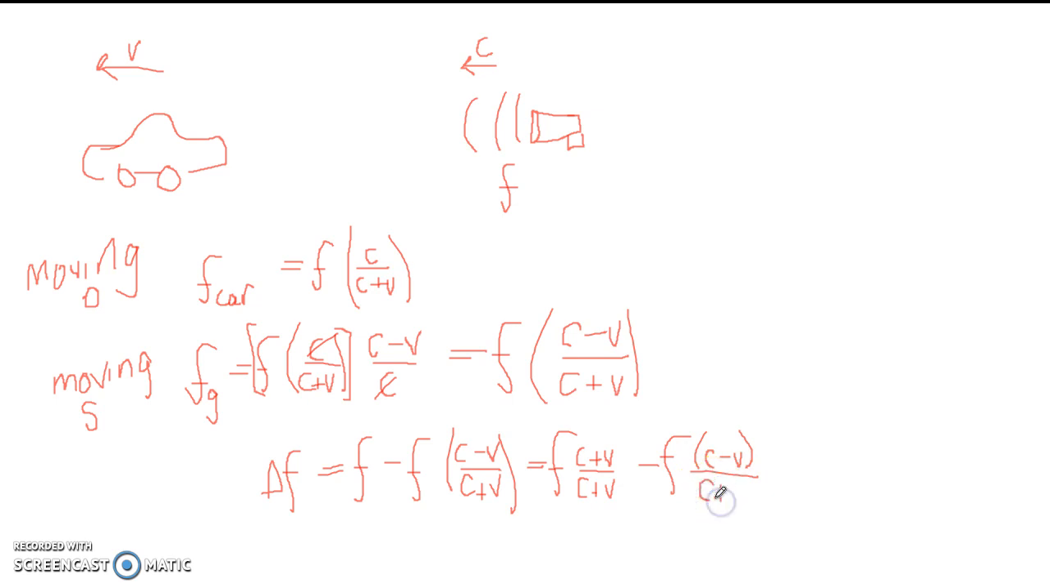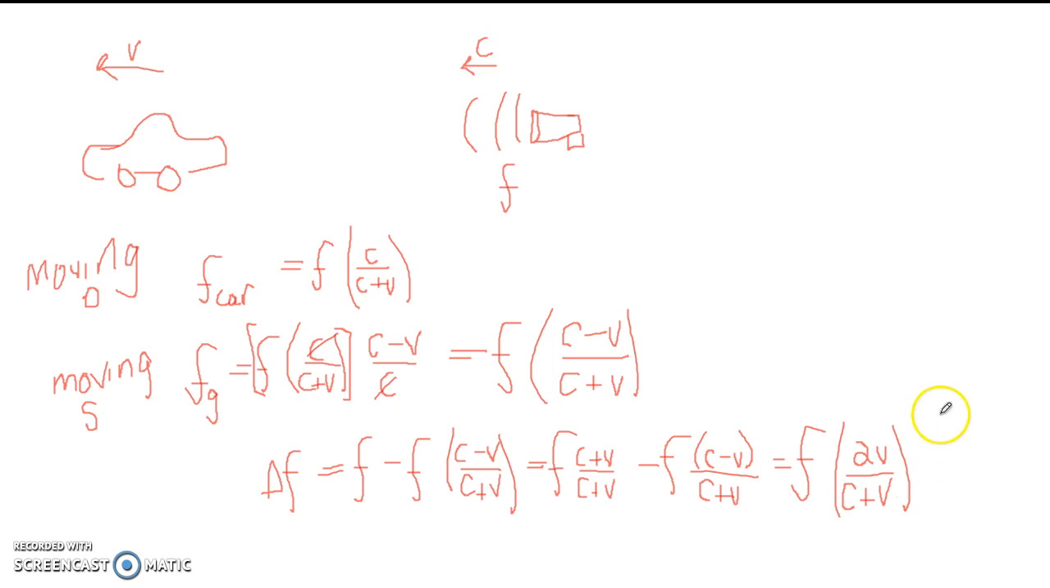So I hope you see where I'm going with this. I'm going to pull out an F, and I get the following. When I pull out the common term of F, notice I get c plus v minus c, and then the minus minus v. So the c's are going to cancel, and I'm going to get 2v on the top. So I have 2v, and then on the bottom I have c plus v. So notice this is getting closer to where we were.